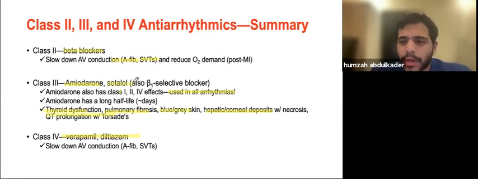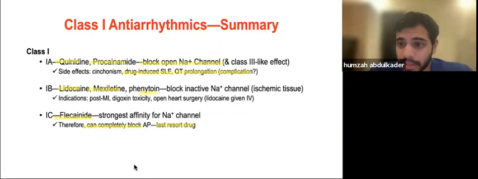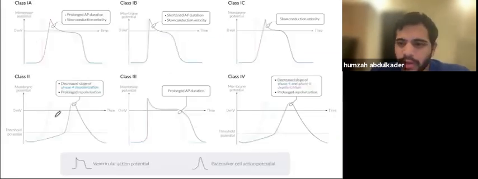Sotalol is actually a beta blocker, so it's class 2 and class 3. But like I said, class 3 most important. Okay. That being said, don't take that as only learn class 3. Make sure you know all of them. Specifically the graphs. Try to learn the graphs if you can, because these are important, and I think these are what get asked more specifically in your exams. Okay.